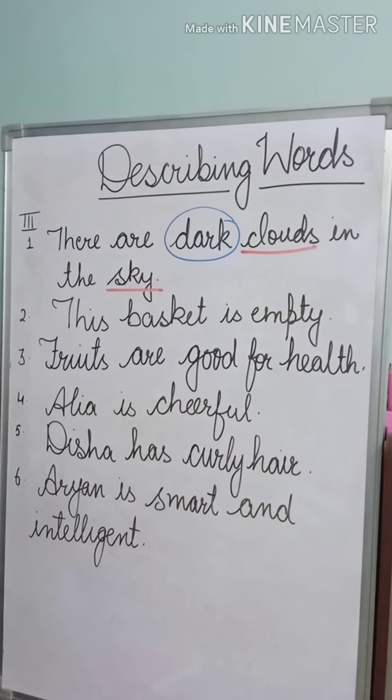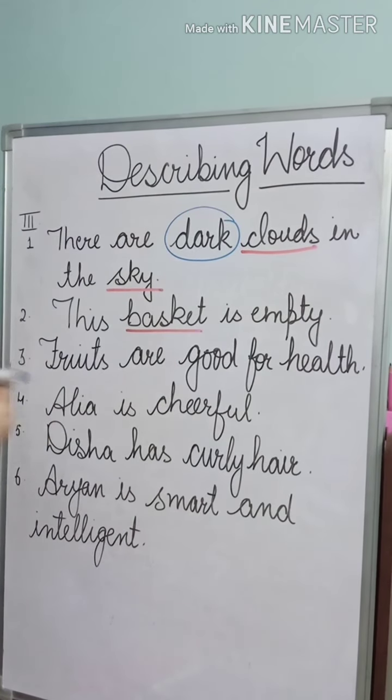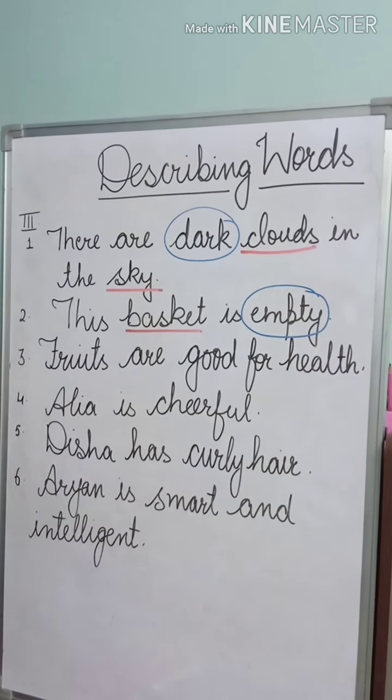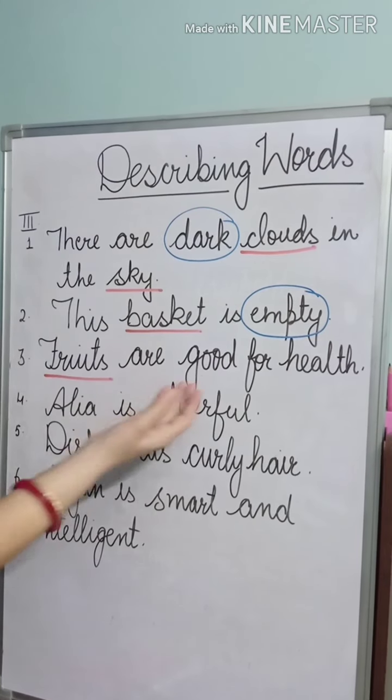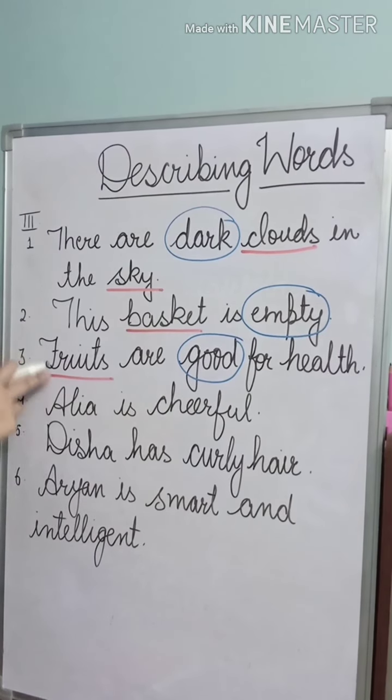Okay. Next, this basket is empty. So, naming word is basket and describing word is empty. Empty is describing the basket. Fruits are good for health. So, naming word is fruits. And what is describing the fruits? Good. Good is the describing word. Because fruits are good.